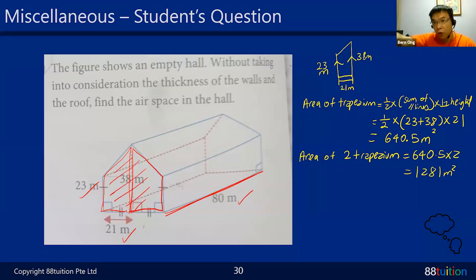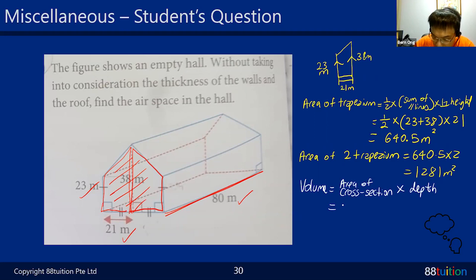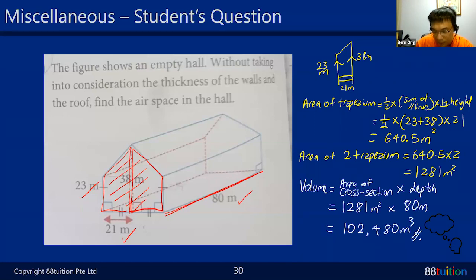So remember, you find volume, you must times the depth in. So down here, you can find the volume is equal to what? Volume is equal to area of cross section, which is the two trapezium, the red color portion, times the depth. So in this case, I'm simply taking 1281 meter square times the 80 meter. Meter and meter, very fair. 1281 times 80 will give you 102,480 meter cube. And that's it.